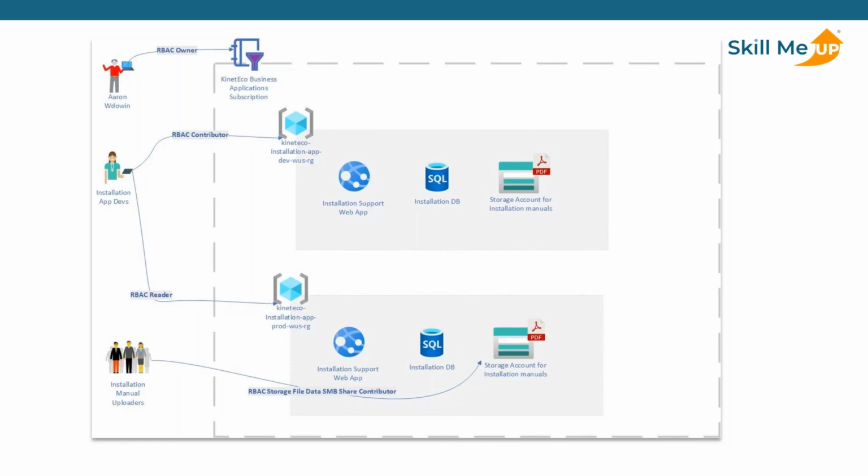In this case, Kinetico is a green energy company, so this application is actually a solar power energy installation web application. We have these business users here, installation manual uploaders, who we can grant access as a data plane role, Storage File Data SMB Share Contributor. This allows these users to use their own Azure AD credentials to mount this storage account into their corporate laptops as a file share, and upload those manuals without touching any custom applications or using services like Azure Storage Explorer.